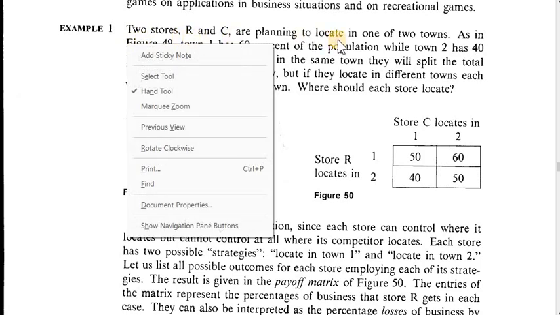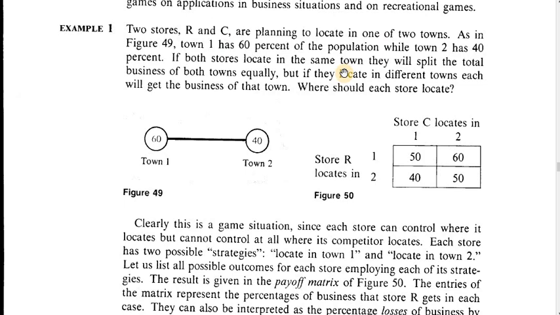Two stores R and C are planning to locate in one of the two towns. Now, I should just say that a lot of economics can be considered as a game because you have competitors who are making choices and they're trying to maximize their profit. And the profit they gain is profit that you lose. So it's really a zero-sum game.